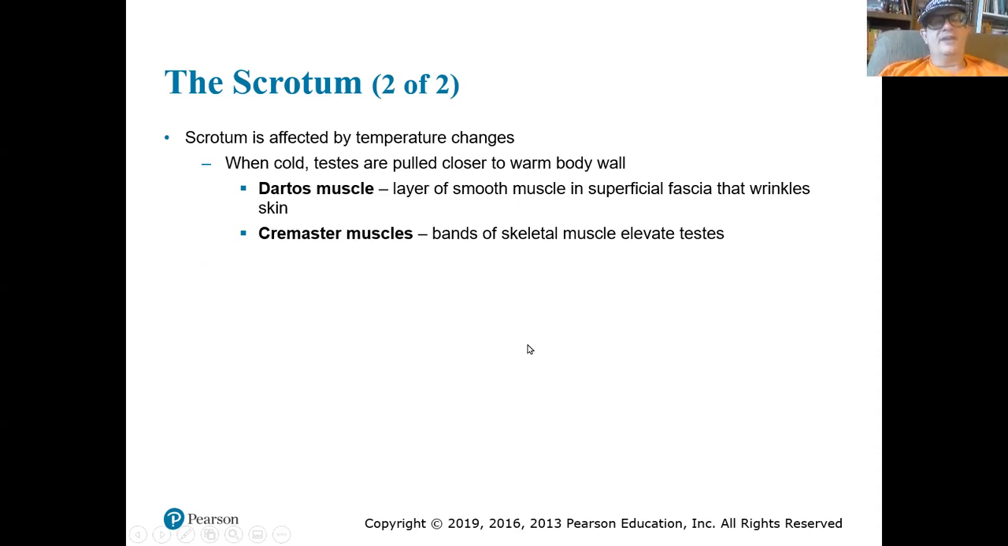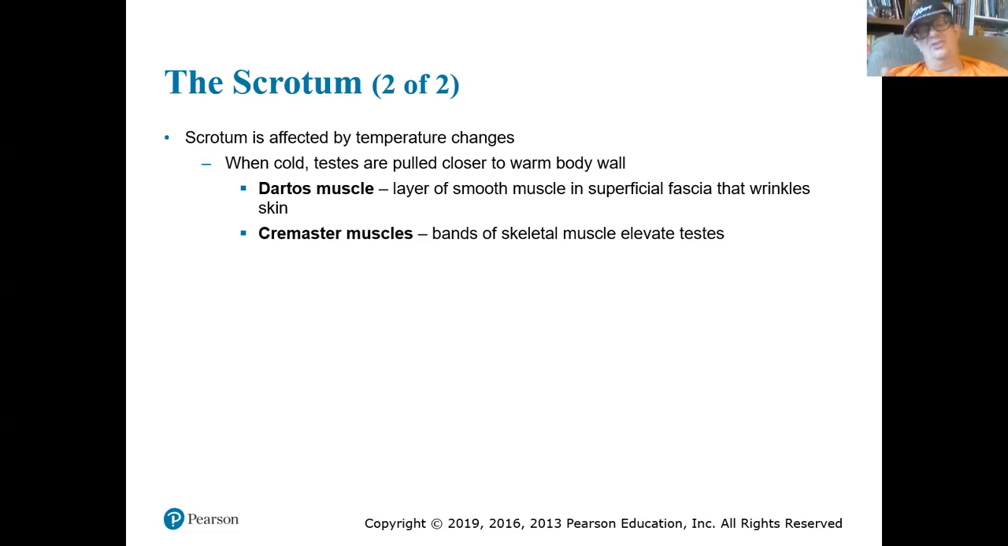All right, the scrotum is affected by temperature change. This is where I said we would talk about shrinkage. It's not shrinkage on the penis, it's shrinkage on the scrotum, okay? When cold, the testes are pulled closer to the warm body wall. The dartos causes wrinkling, and the cremaster lifts the testes. So you have muscles around the scrotum that's hanging down. You have muscles that will lift them closer if it's too cold. Like if you're in the polar bear club, you swim in ice water, that's going to make your cremaster lift the testes closer to the body to get them warmer.